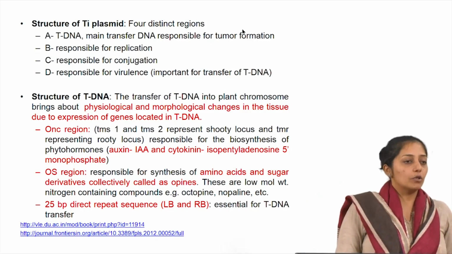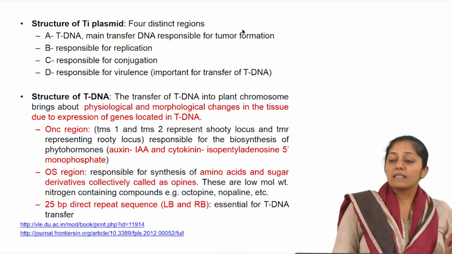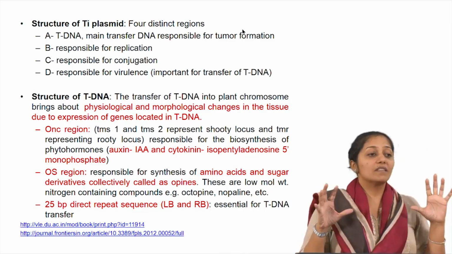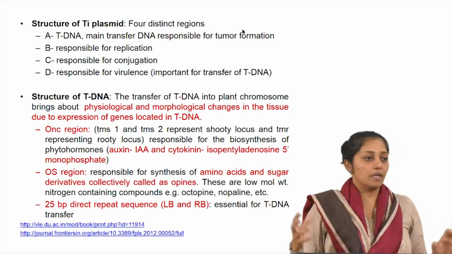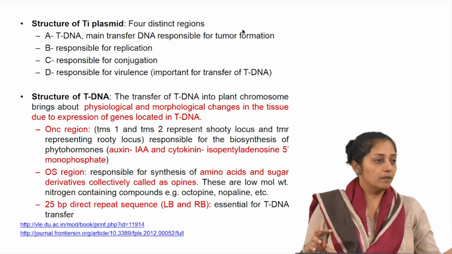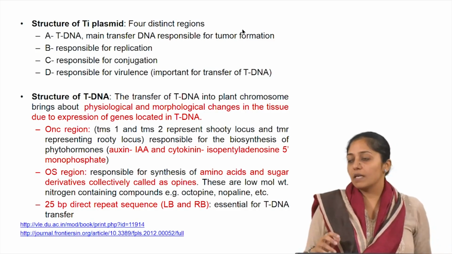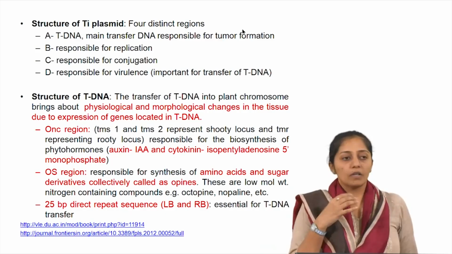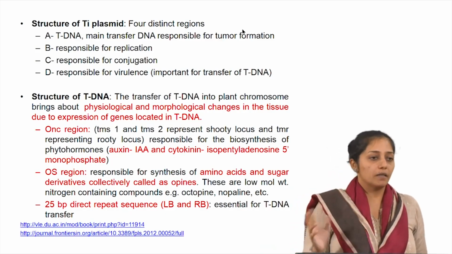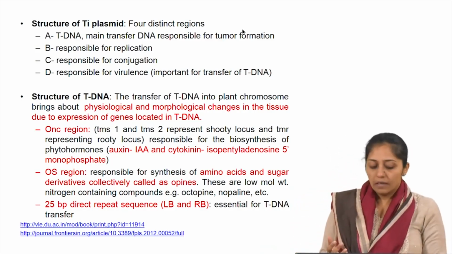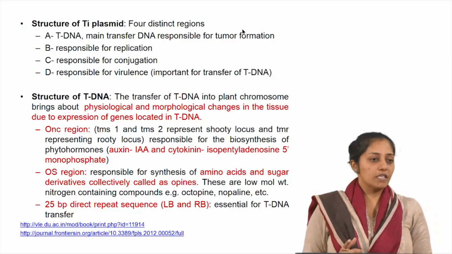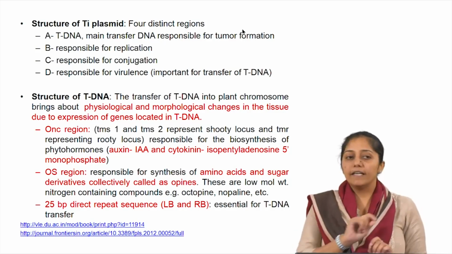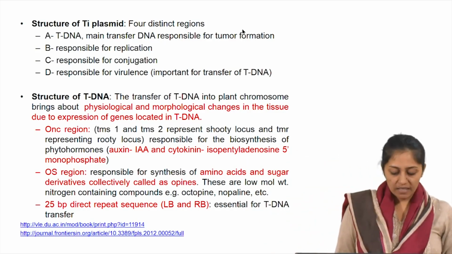Some of them are octopine, mannopine, and nopaline, and sometimes Agrobacteria themselves are classed depending on the type of opine they are producing. Some are called mannopine type Agrobacterium, some are octopine. So Agrobacteria are also classified in terms of the types of opines produced. Now the 25 base pair repeat sequence, called the left border and the right border, is essential for the tDNA transfer. Now how does it take place?